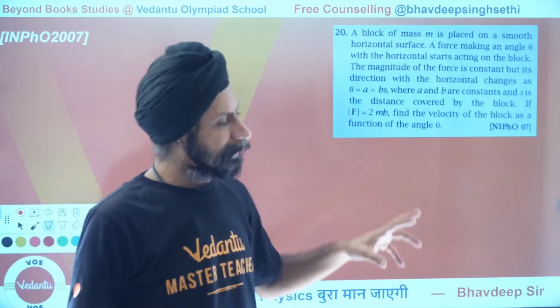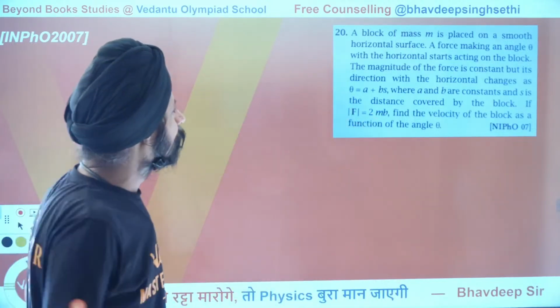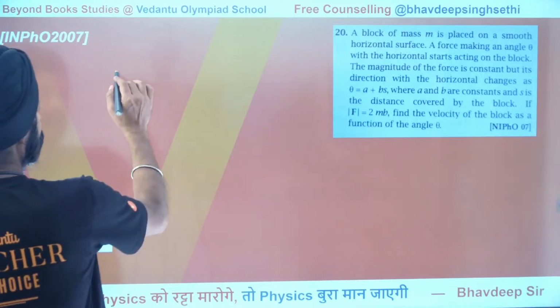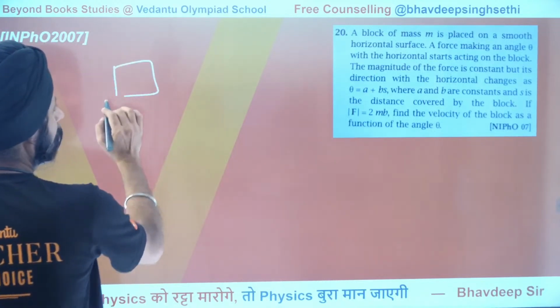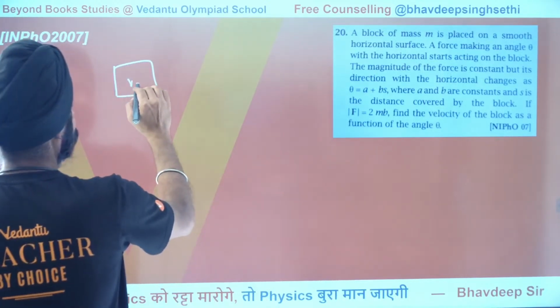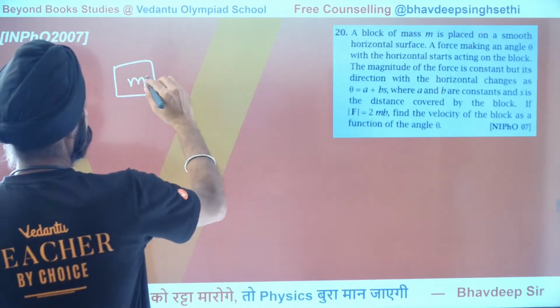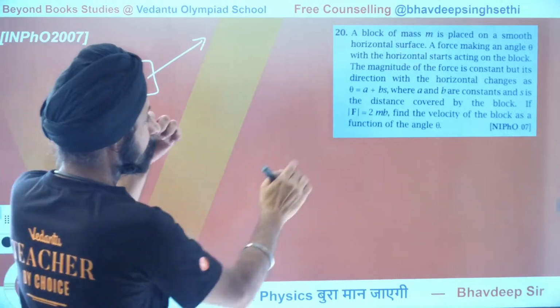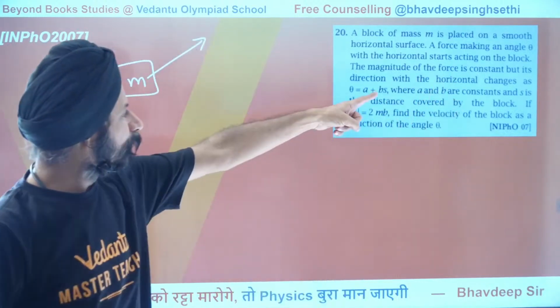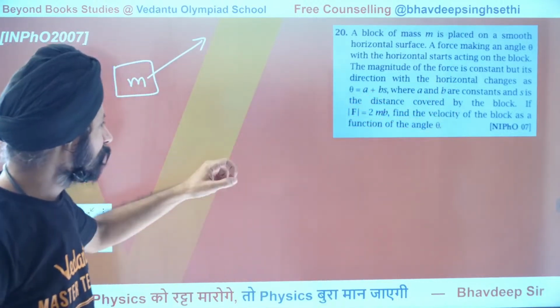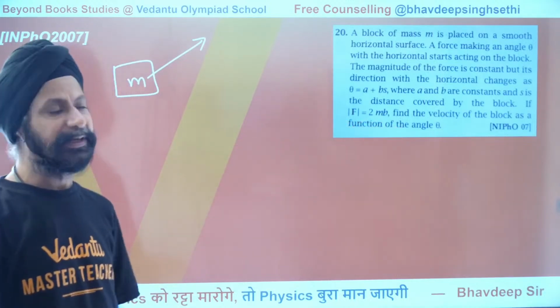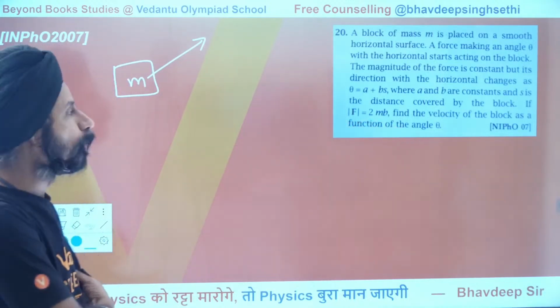A block of mass M is placed on a smooth horizontal surface. Smooth means there is no friction. Good to know. So there is a block of mass M. A force making an angle of theta with the horizontal starts to act on the block. The magnitude of the force is constant. Beautiful situation. Force is 2Mg, as in the number of newtons does not change.